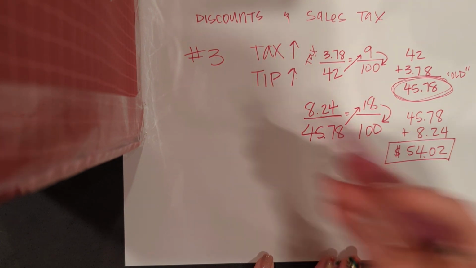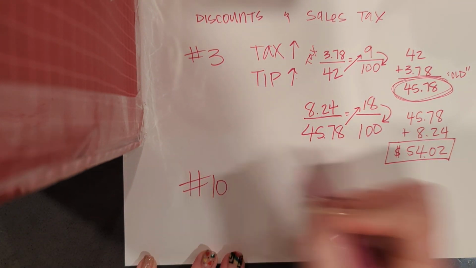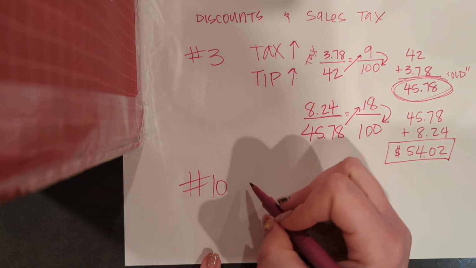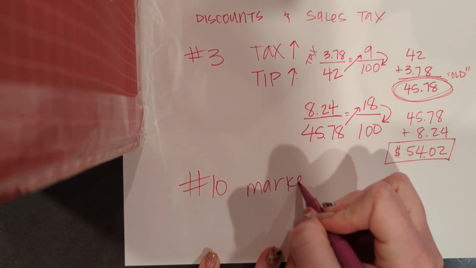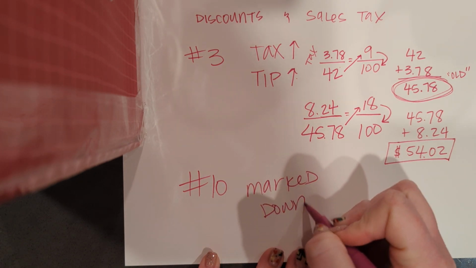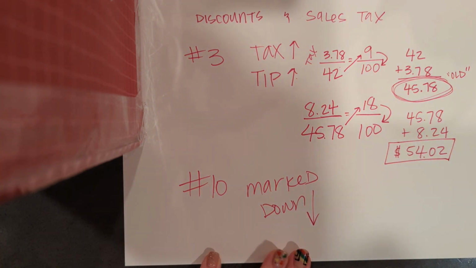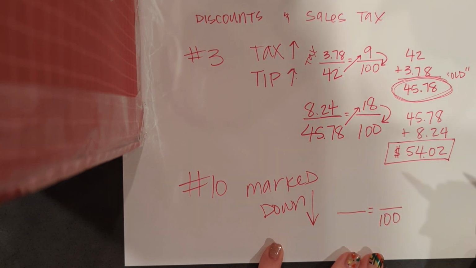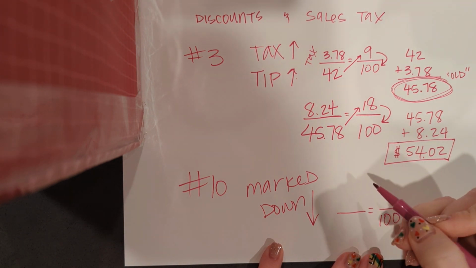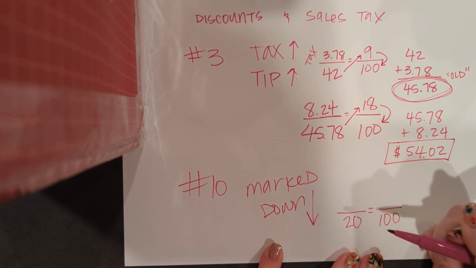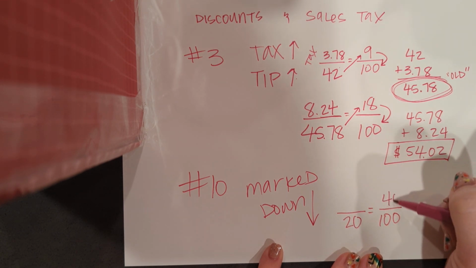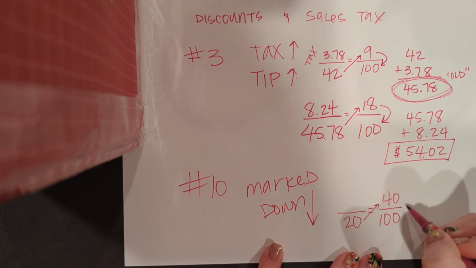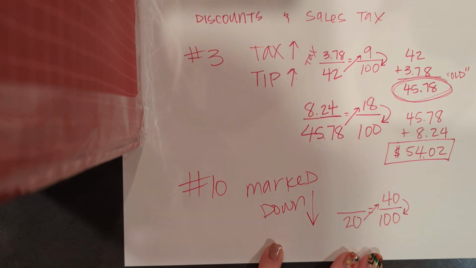Let's take a look at the last problem, number 10. So that says a $20 item marked down 40%. So marked down makes the price lower. Make your proportion. Of course, there's always that 100%. So if the original cost of the item is $20 and the percentage is 40, I need to figure out how much it's going to be marked down. So cross multiply, divide by 100.